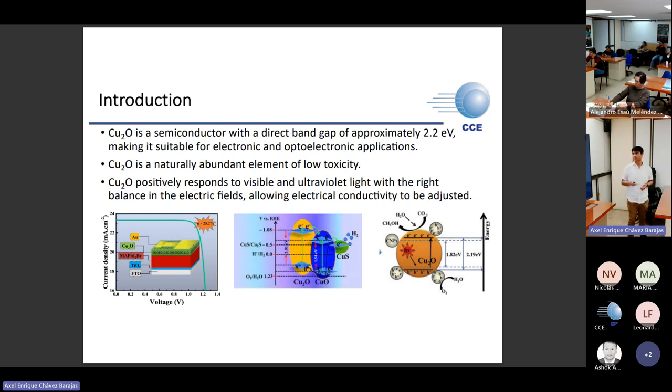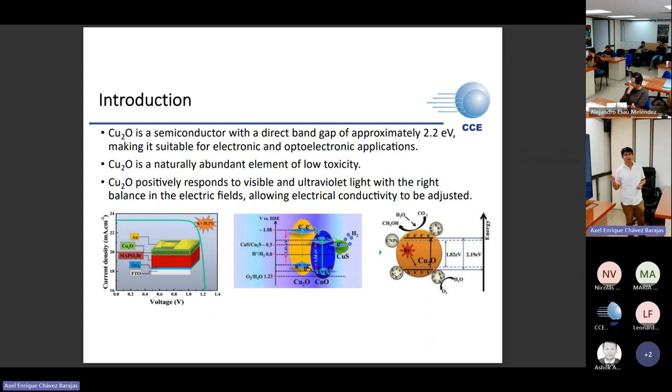But making some changes in the formula or in the deposition conditions, for example, in electrodeposition, if we change the pH to an acidic scenario, we can change the conductivity from p-type to n-type. So this is very attractive because we can change a photocathode to a photoanode. The evolution reaction for hydrogen can be changed to oxygen. In the other case, it can be used as a photocatalyst to degrade pollutants, or in this case, for example, to reduce carbon dioxide and promote the formation of methanol.